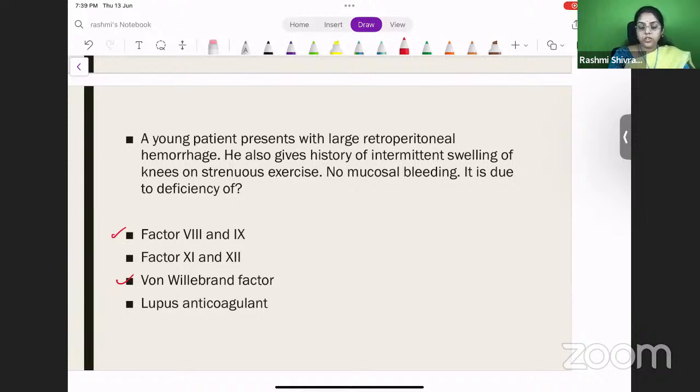The clinching point in this question will be that there is no mucosal bleeding. So in von Willebrand disease, there will be mucosal bleeding, right? But this patient is not having a mucosal bleeding. So the answer to this question will be factor 8 and 9 deficiency.